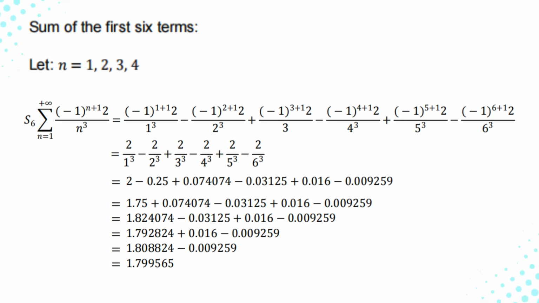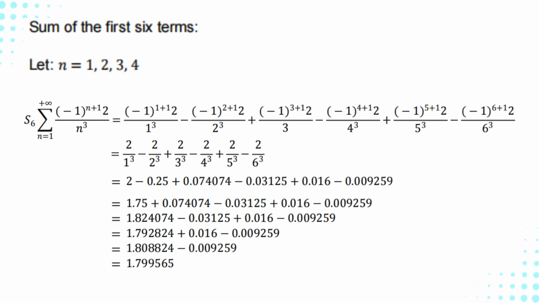For the sum of the first 6 terms, we let n equal 1, 2, 3, 4, 5, and 6. S sub 6 is negative 1 raised to 1 plus 1 times 2 over 1 cubed, that is 2 over 1 cubed, minus negative 1 raised to 2 plus 1 times 2 over 2 cubed, that is 2 over 2 cubed, plus negative 1 raised to 3 plus 1 times 2 over 3 cubed, that is 2 over 3 cubed, minus 2 over 4 cubed, plus 2 over 5 cubed, minus 2 over 6 cubed.